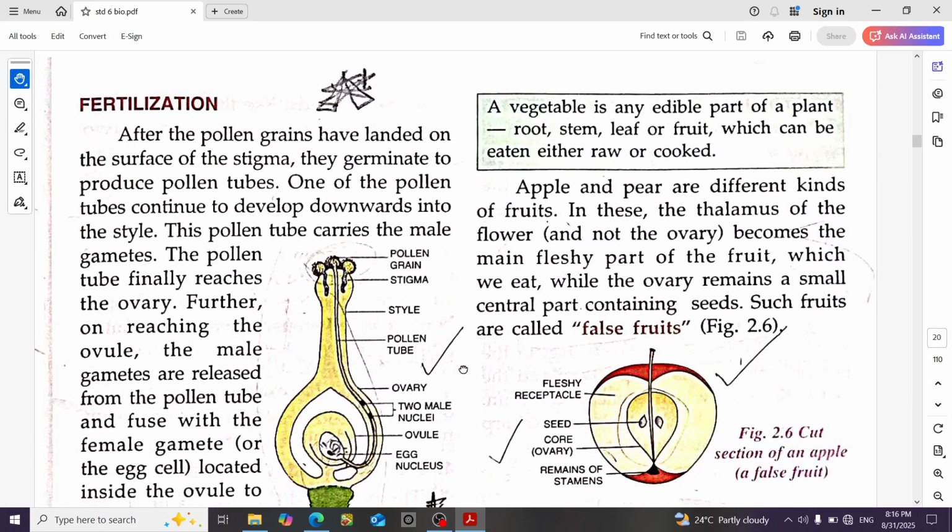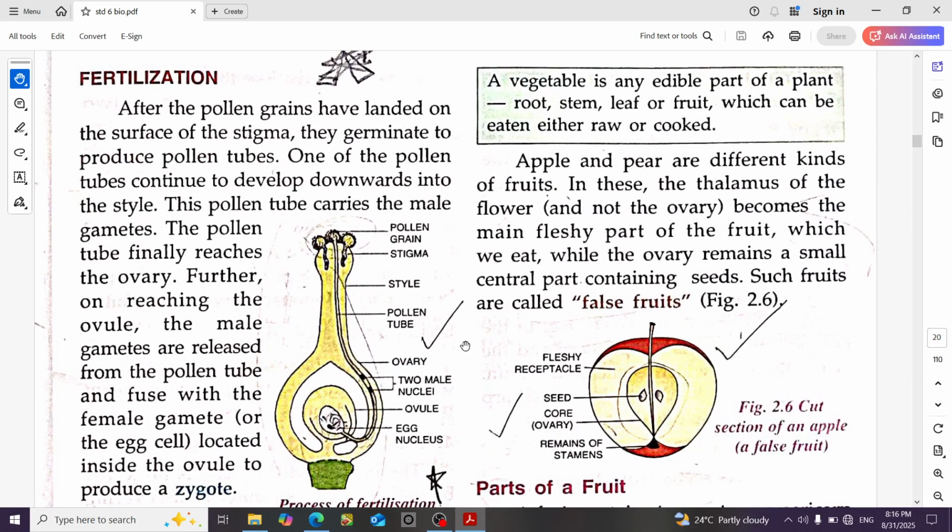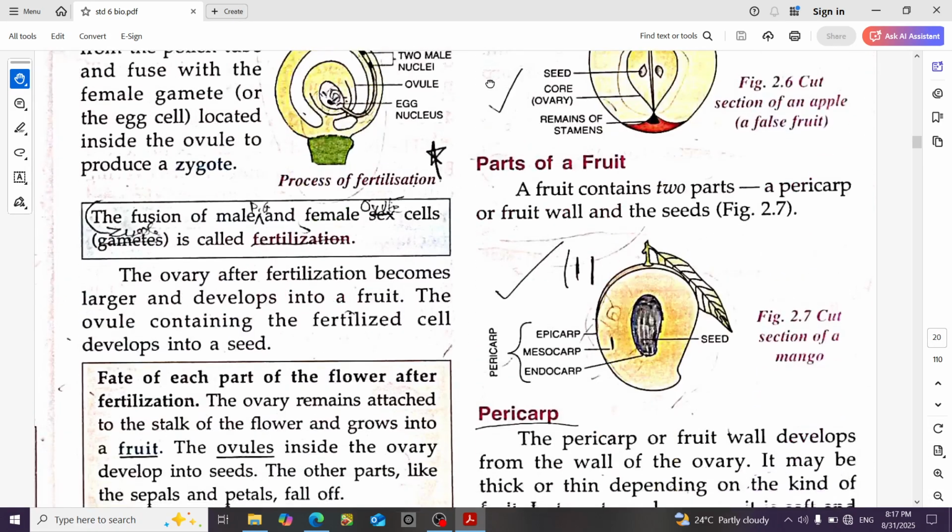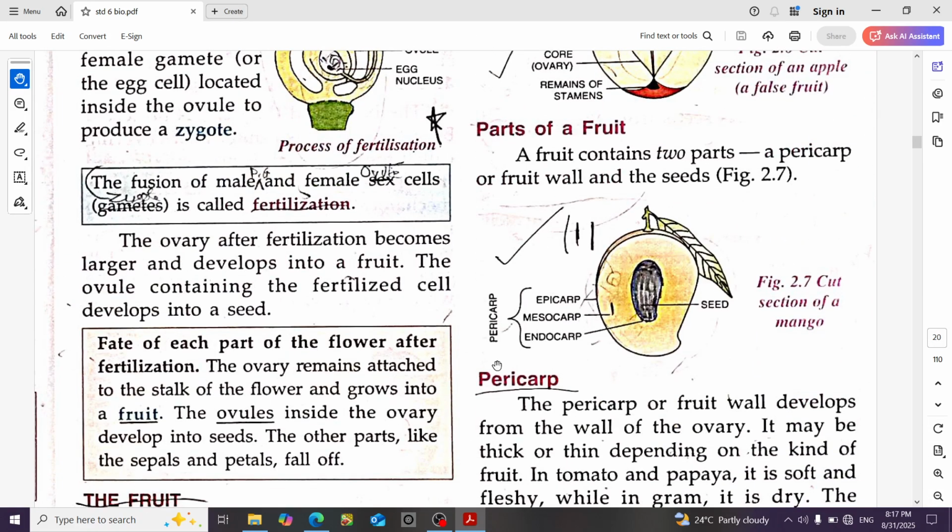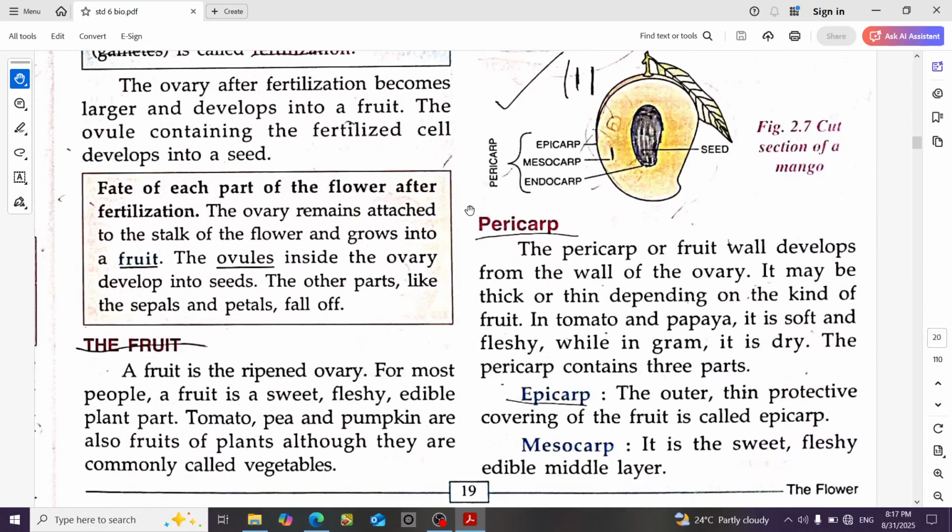Now what actually happens after pollination? Fertilization. You can see it in this picture. The pollen grains that are on the stigma produce small tubes which contain the male gametes. These male gametes travel through the tubes and go and meet with the female gamete. So pollen grain carries the male gamete. The pollen tube finally reaches the ovary and then it releases the male gamete. After this, fertilization takes place.